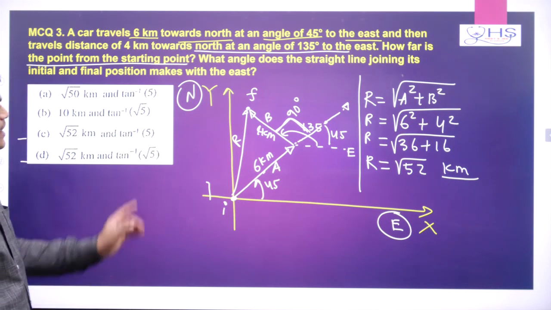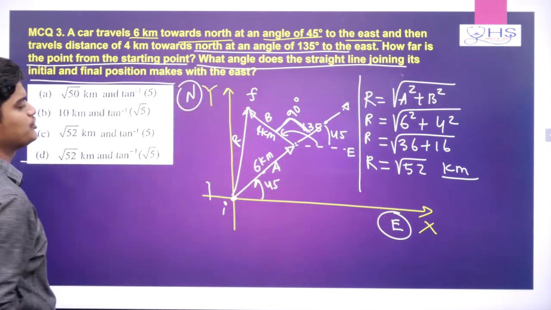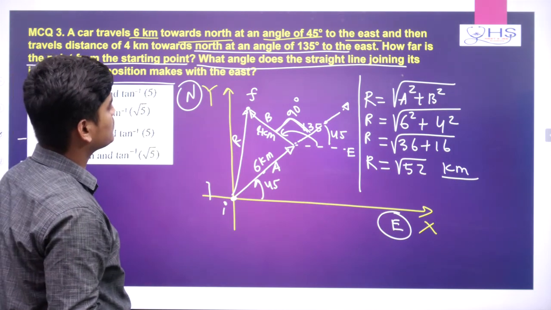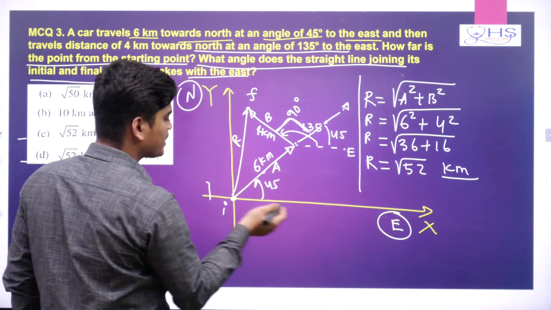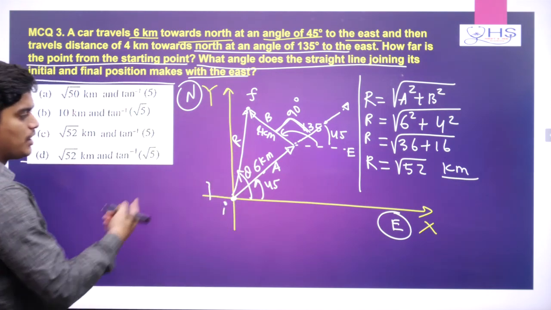Now what is the next thing they are asking? What angle does the straight line joining its initial and final position make with the east? So this is the east direction. From this east direction, how much is this angle? This is your theta. Now you need to find this angle.